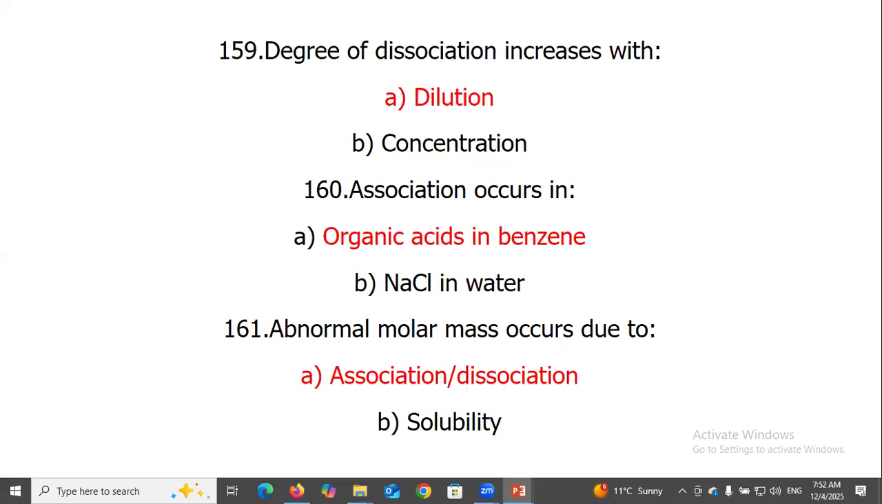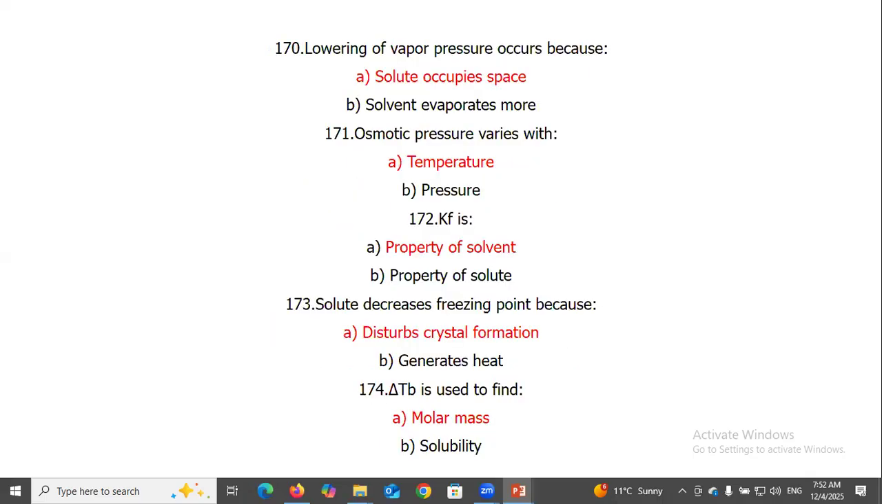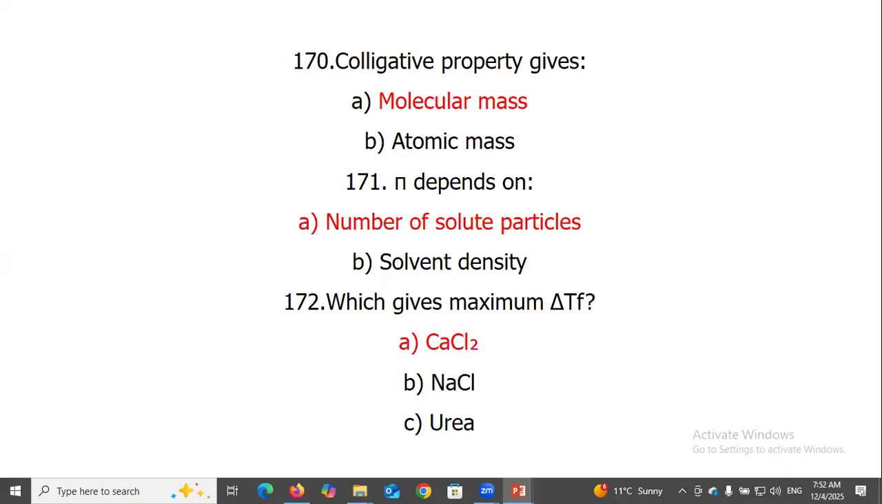Degree of dissociation increases with dilution. Association occurs in organic acids in benzene. Abnormal molar mass occurs due to association or dissociation. Lowering of vapor pressure occurs because solute occupies space. Osmotic pressure varies with temperature. Kf is a property of the solvent. Solute decreases freezing point because it disturbs crystal formation. Delta Tb is used to find molar mass. Colligative property gives molecular mass.